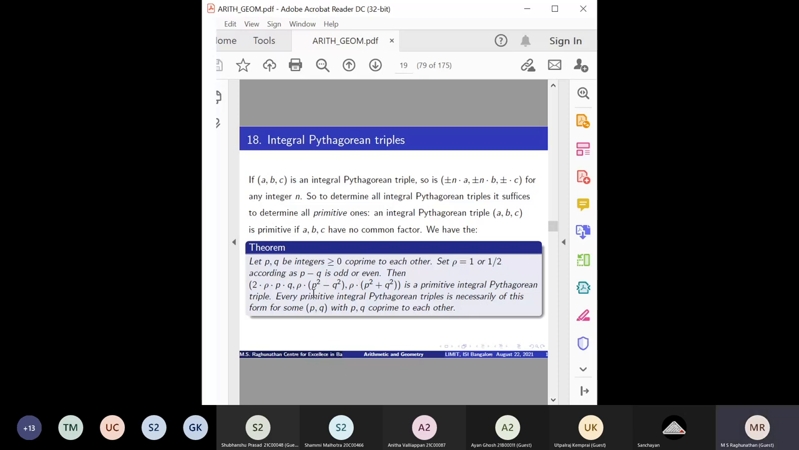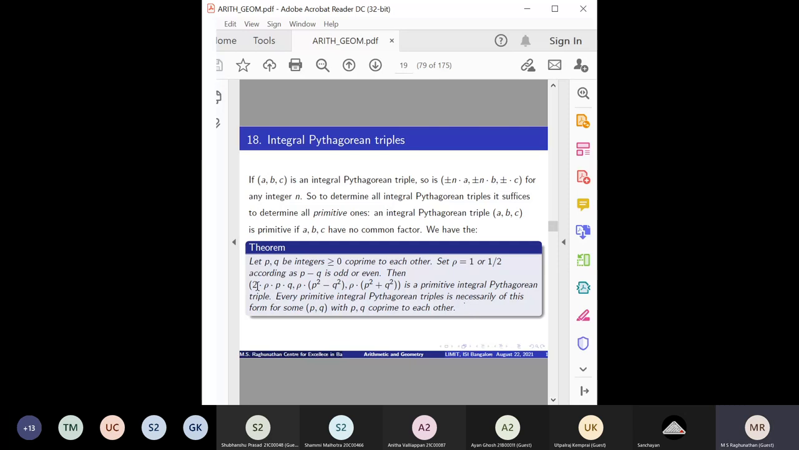Then look at twice rho times P times Q, rho times P square minus Q square, and rho times P square plus Q square. This is a primitive integral Pythagorean triple. Every primitive integral Pythagorean triple is necessarily of this form for some P, Q coprime to each other. So this completely classifies all primitive integral Pythagorean triples, and therefore all integral Pythagorean triples.